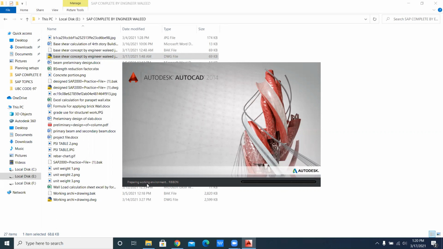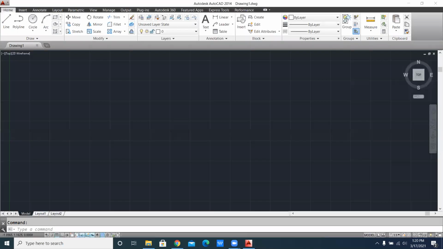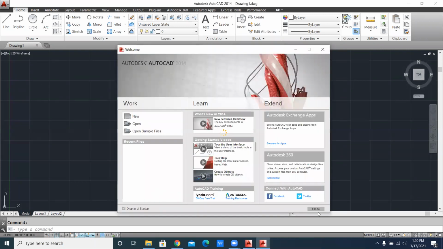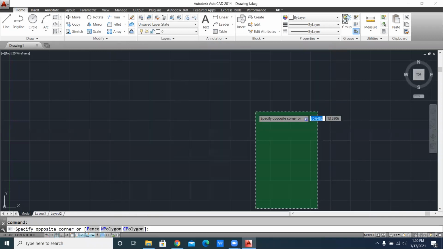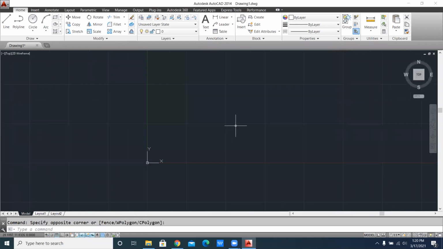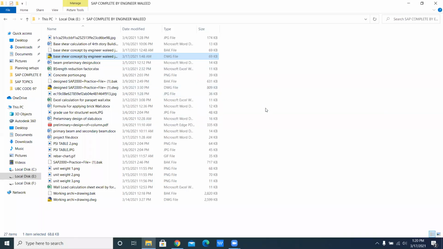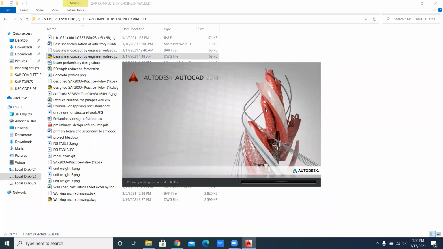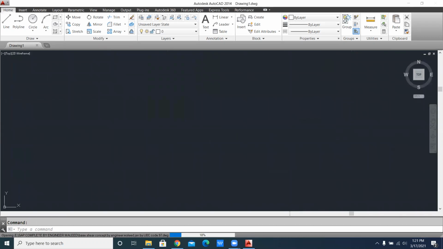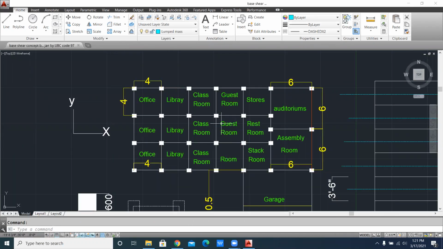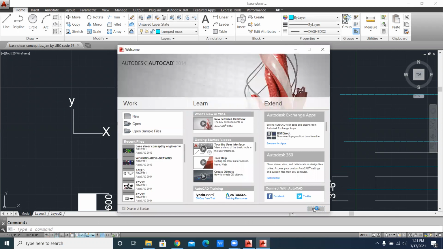So wait a minute till the data loads. Today is actually the analysis of our drawing. I have made the drawing, some of it randomly drawn. It may not open. I don't know why. I will open it again. It may be somewhat confusing for you, because this drawing is not properly designed in SAP. This is the drawing for the concept only.